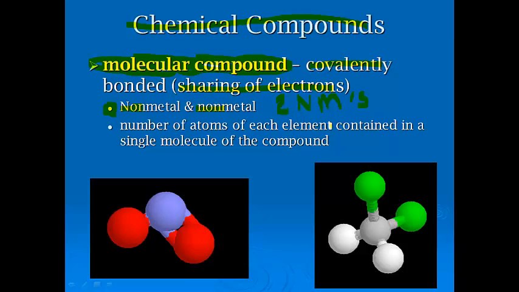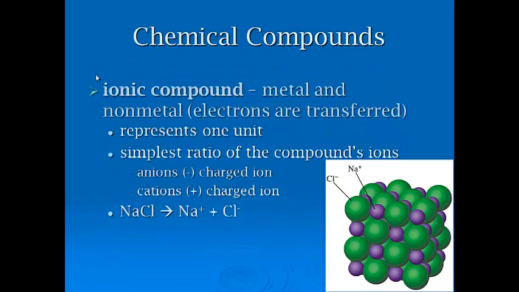Now, the number of atoms of each element contained in a single molecule of the compound is represented, this will make more sense. For example, this is nitrogen dioxide. You've got one nitrogen and two oxygens. This is going to be an organic compound that's got some carbon and some hydrogen and some chlorine. But again, you've got one carbon, two hydrogens, and two chlorines on that one as well.